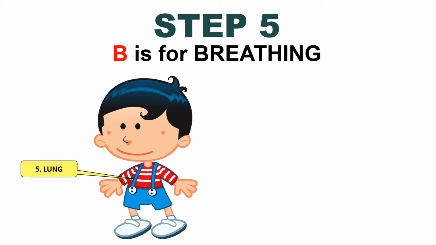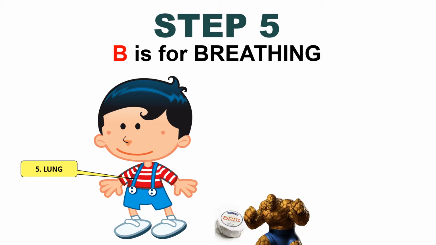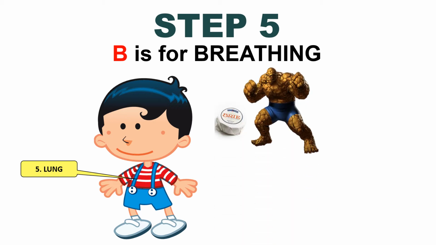Step 5. B is for breathing. Pointing to your lung, say 5 lung. Can you remember the image attached to your lung? That's right, the brie cheese being smashed by Thing from Fantastic Four. This image represents breathing. Step 5, B is for breathing.